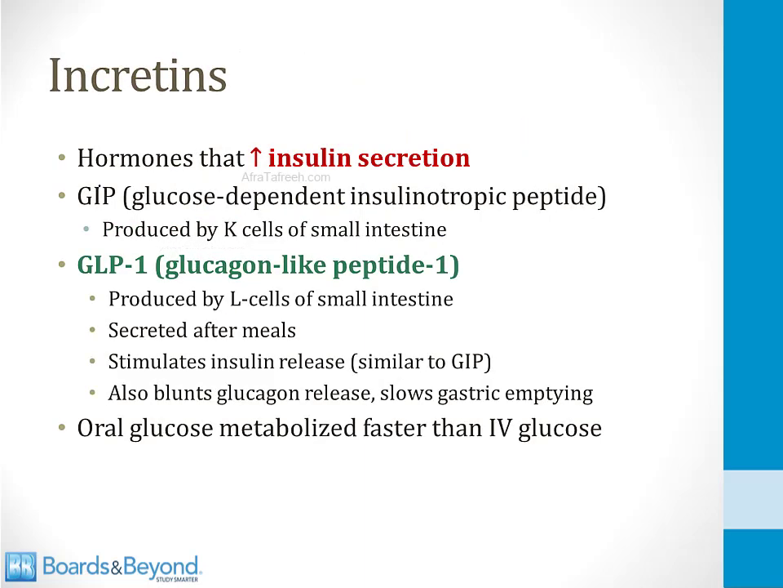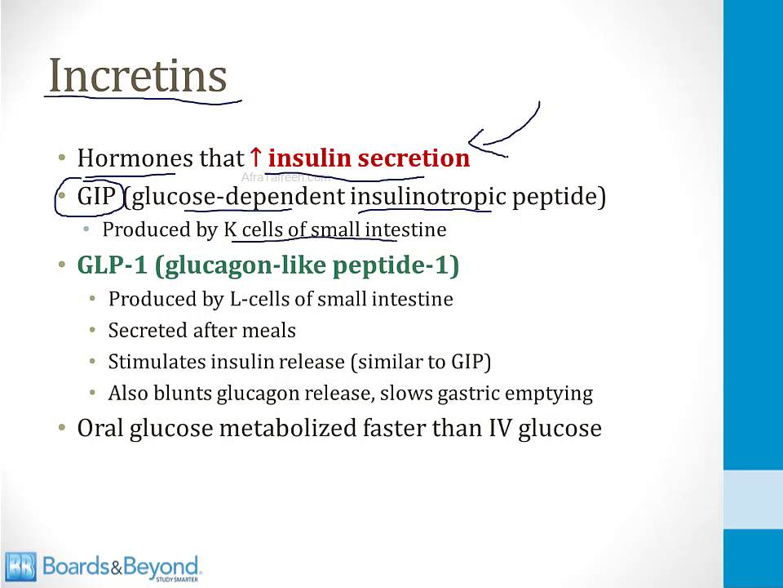To understand our next two classes of diabetes drugs, we have to first understand molecules called incretins. Incretins are hormones that increase insulin secretion. One of them is GIP, which I talked about in detail in the GI module on GI hormones. GIP stands for glucose-dependent insulinotropic peptide. It's produced by K cells of the small intestine, and it can increase insulin secretion in response to a meal.